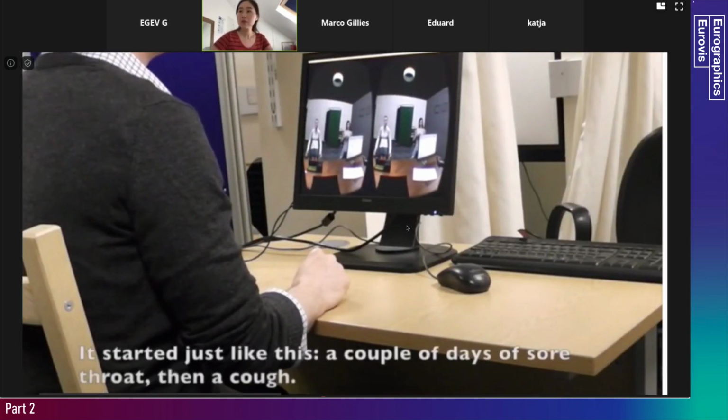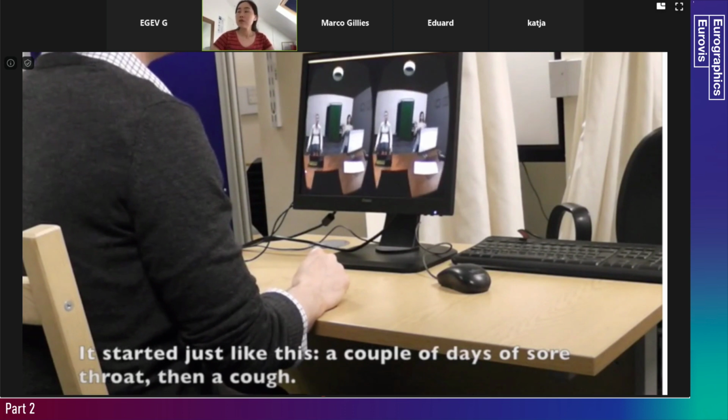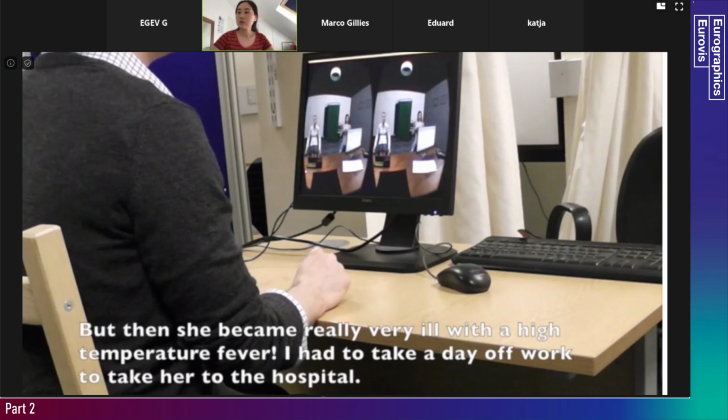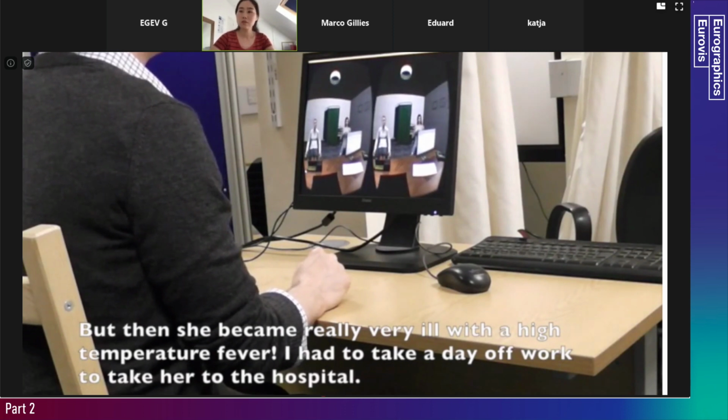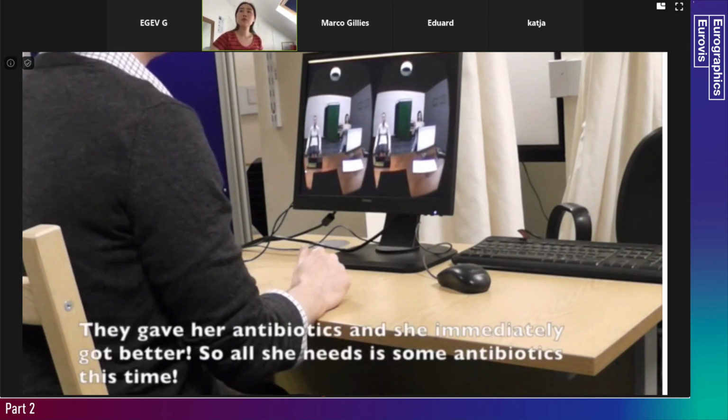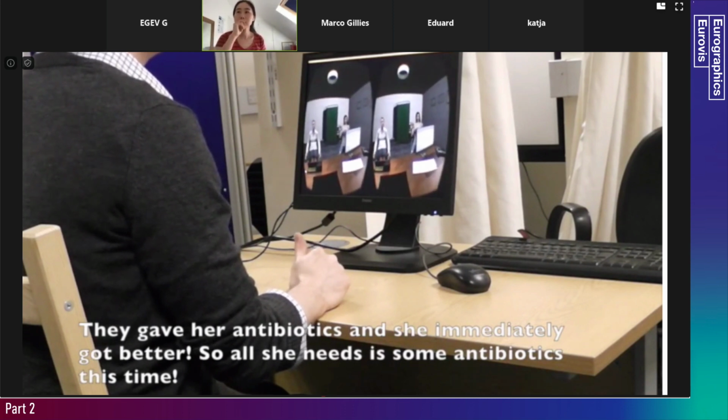It started just like this. A couple of days of sore throat, then a cough. But then she became really very ill with a high temperature fever. I had to take a day off work to go to the hospital. They gave her antibiotics and she immediately got better. So all she needs is some antibiotics this time.